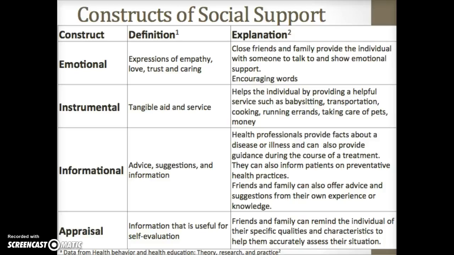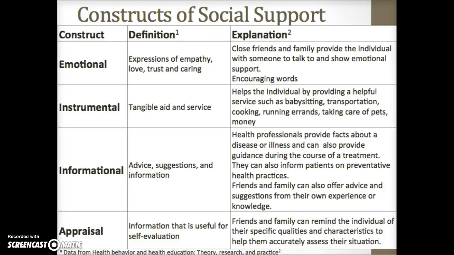The second construct is instrumental support. This refers to tangible aid and services. It helps the individual by providing a useful service they may need, such as babysitting, transportation, cooking, running errands, taking care of pets, or loaning money to them.